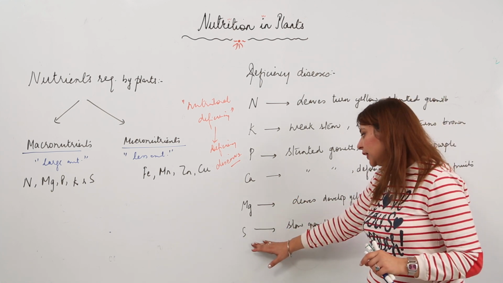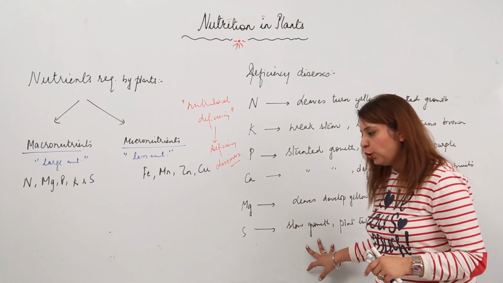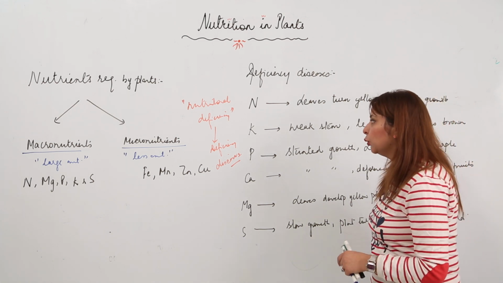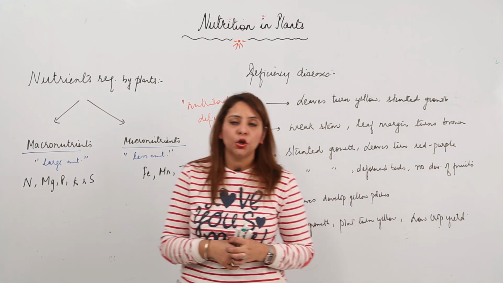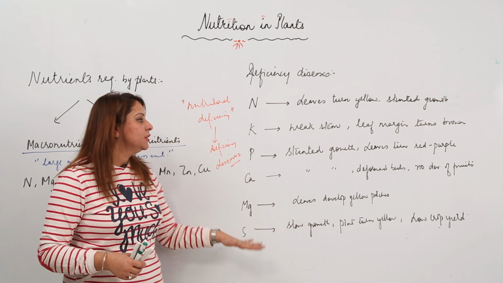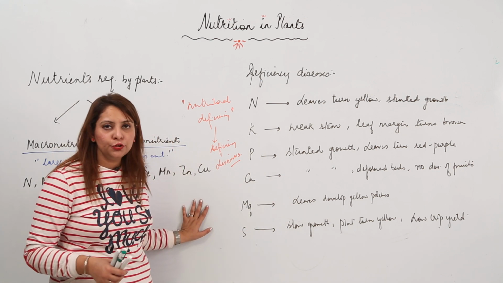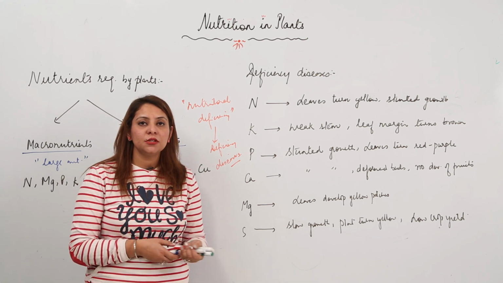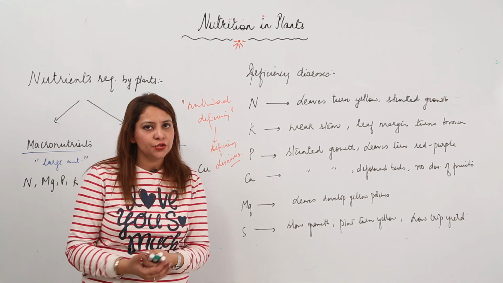And with the deficiency of sulfur, what happens? There is slow growth, the plants turn yellow, and even the crop yield becomes very low. So these are the deficiency disorders which occur when there is a nutritional deficiency of any macro or micronutrient. These are the basic ones. To cover these deficiency disorders, obviously we need to fulfill the nutritional requirement.